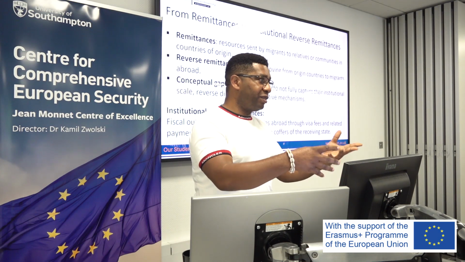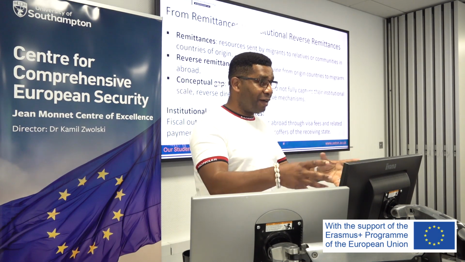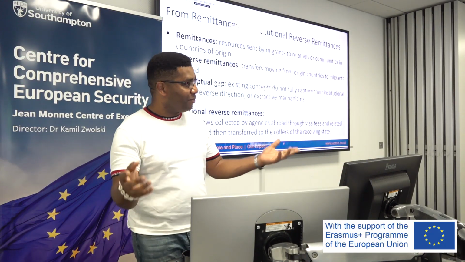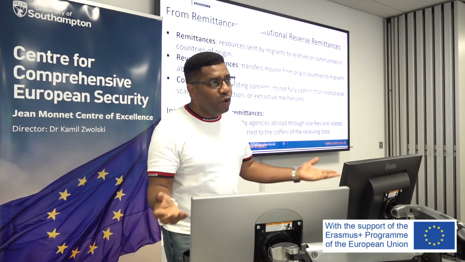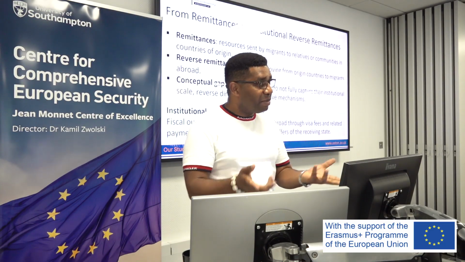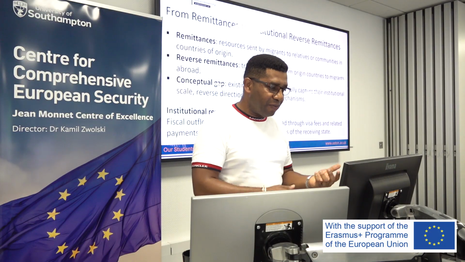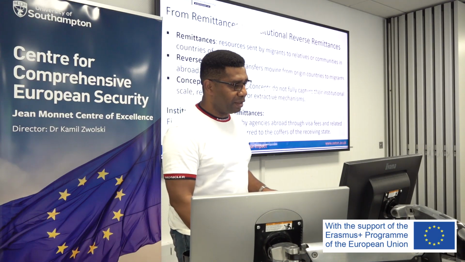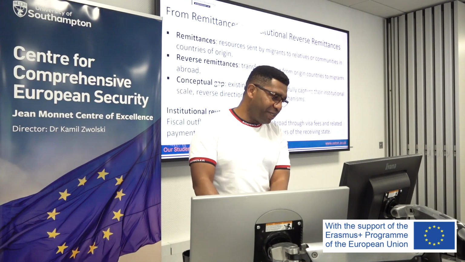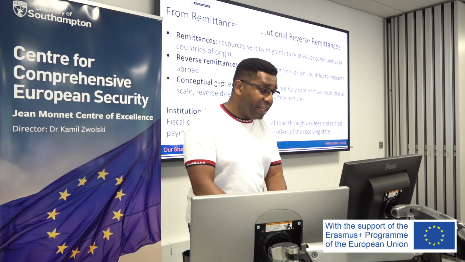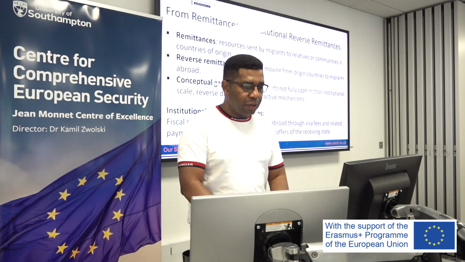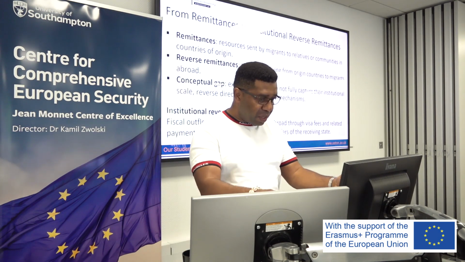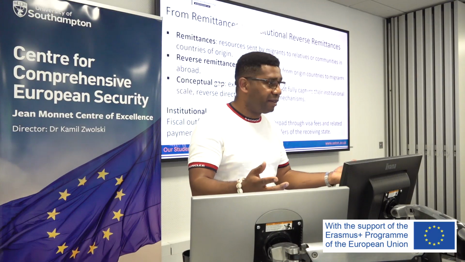We've done the first revise and resubmit for this paper. The reviewers were really angry: no, you shouldn't use this. But we were able to explain to them that there is no word that can capture the institutional level of these remittances, the reverse aspect of it, and the extractive nature of this kind of remittances. So we call it institutional reverse remittances: fiscal outflows collected by agencies, maybe embassies abroad, through visa application fees and related payments, and then transferred to the treasury of the receiving state.